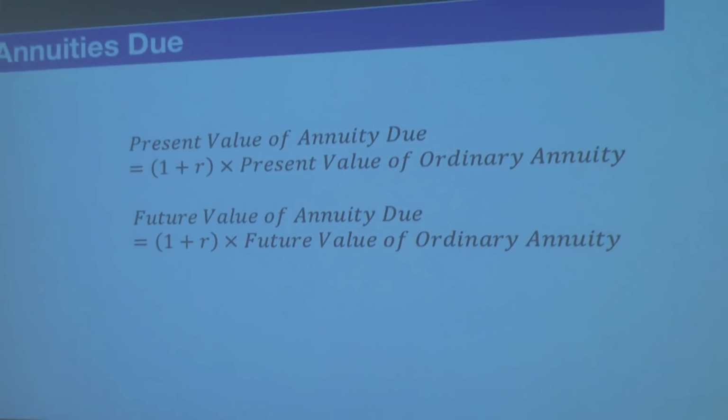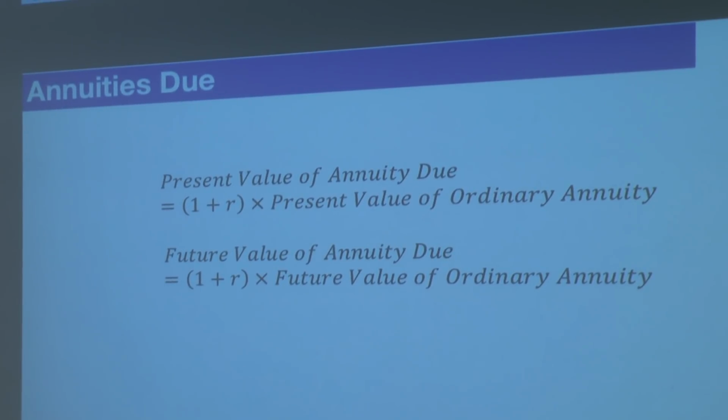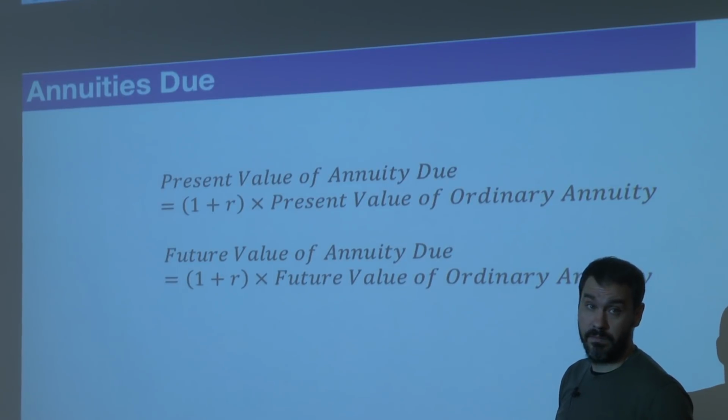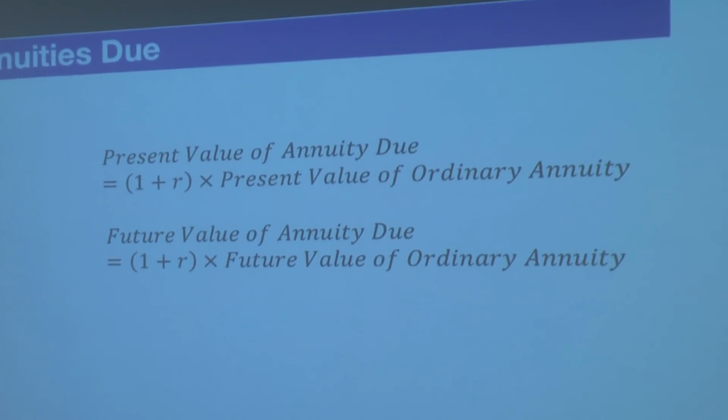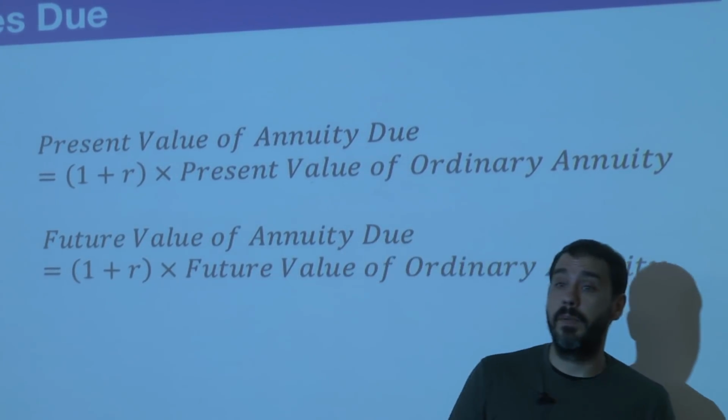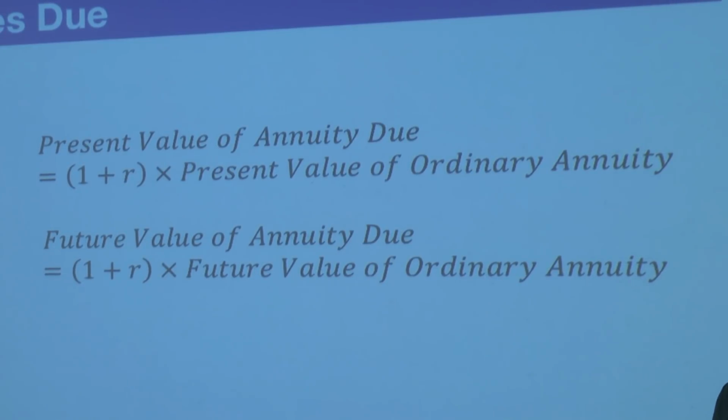Okay, annuities due are simply annuities where the payments happen at the beginning of the period as opposed to the end. To compute present value or future value, you can use the begin function of your calculator, of course, or you can also multiply by 1 plus r the present or future value of an ordinary annuity. Basically, the values for present value and future value of annuities due are just off by a factor of 1 plus r. Okay?